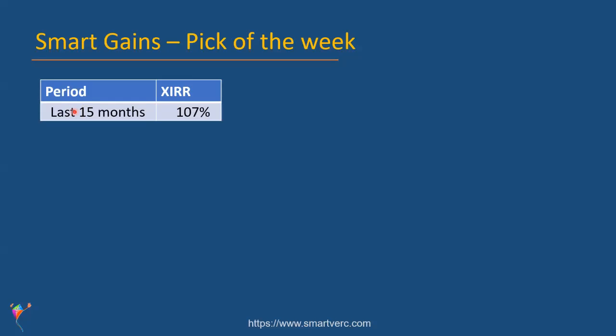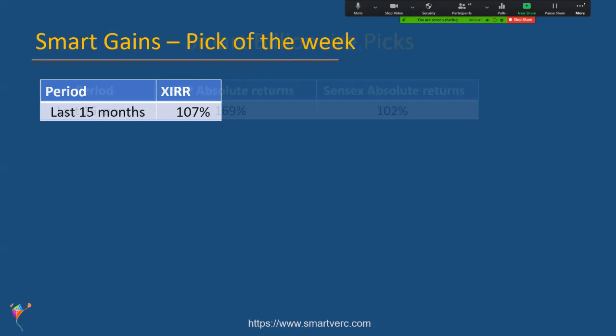And XIRR of 107% means it is not only the stocks which we have advised during March, April, May, June, July of 2020, but this is also applicable to the stocks which we have advised in January, February, March, April, May, June, July of 2021. So this is one way of measuring the individual stock returns.